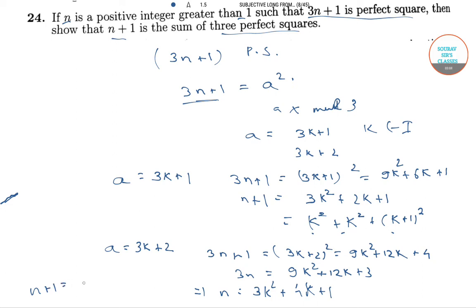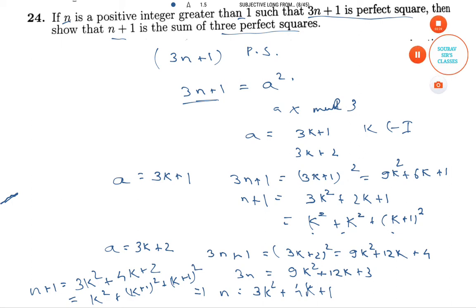as 3k square plus 4k plus 2, which equals k square plus (k plus 1) square plus (k plus 1) square, that is the sum of 3 perfect squares.